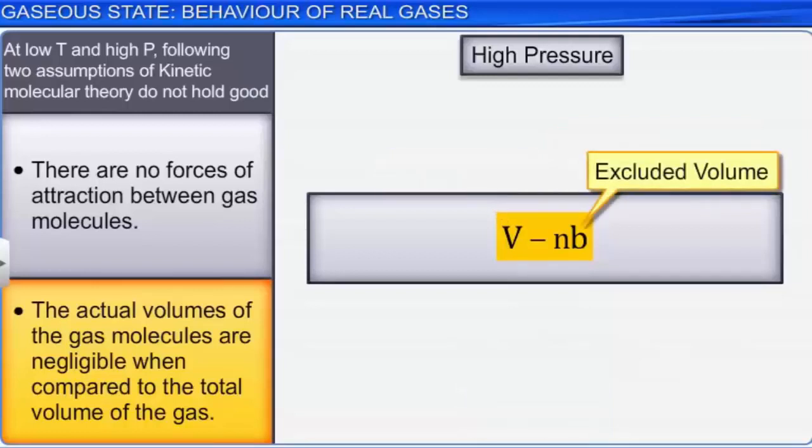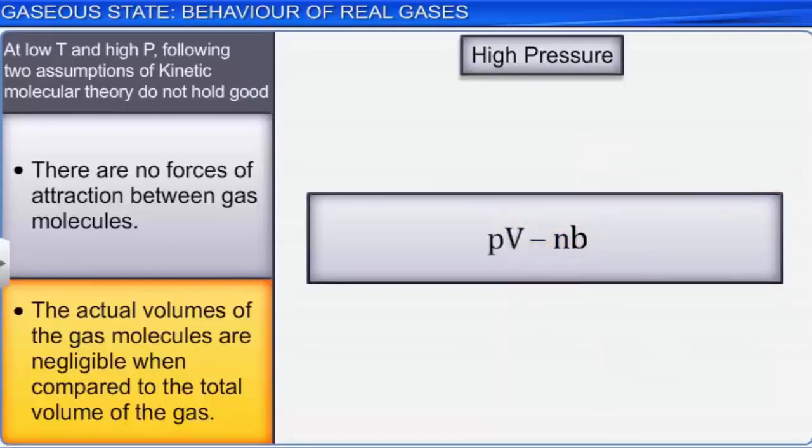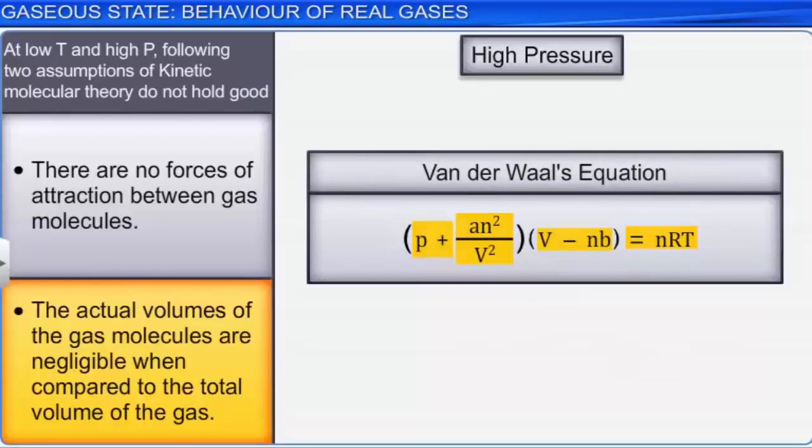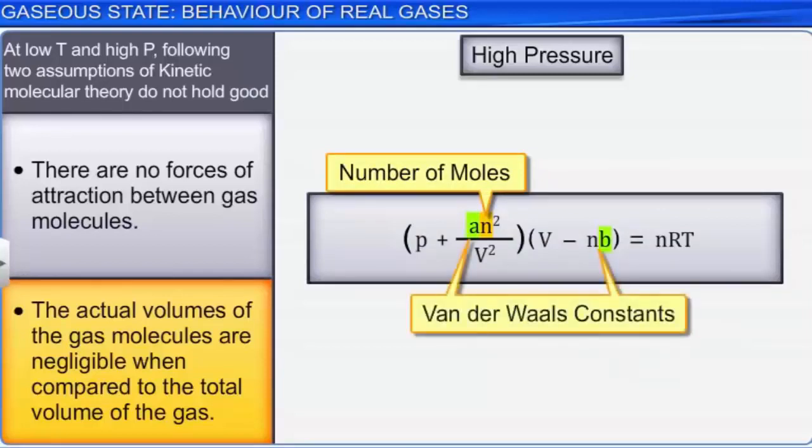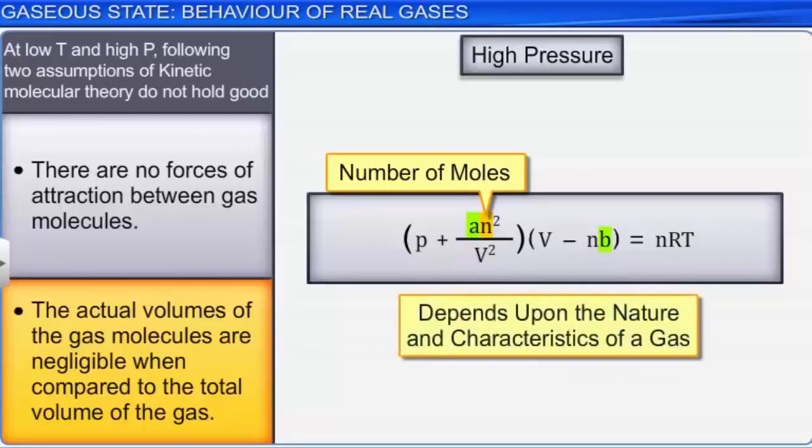After substituting the two corrections of pressure and volume in the ideal gas equation, PV is equal to nRT, we get P plus AN square by V square multiplied by V minus NB is equal to nRT. This equation is known as van der Waals equation. Here, N indicates the number of moles and the constants A and B are called van der Waals constants. The values of A and B depend upon the nature and characteristics of a gas. The value of A is independent of temperature and pressure.